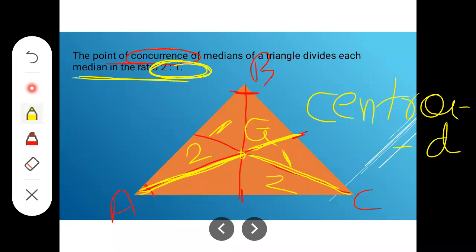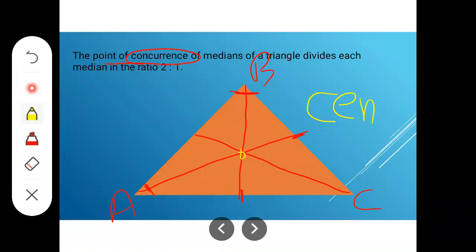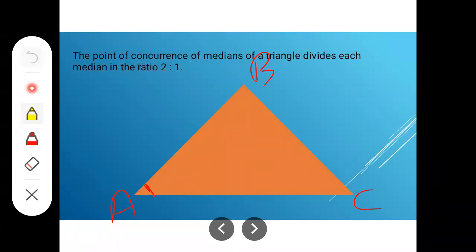Here in the diagram you can see the length. That is the greater length, double of the rest of the segment. So the ratio is 2:1. The centroid divides the median in the ratio 2:1. That you have to remember.